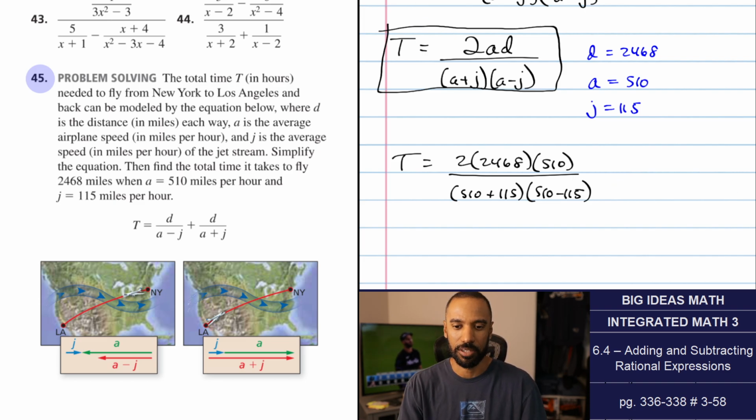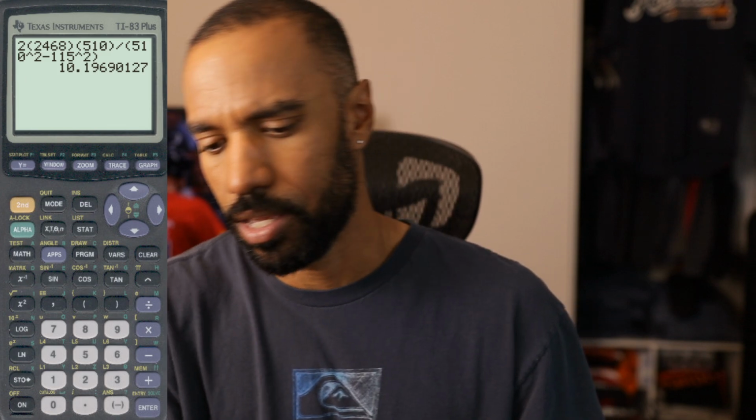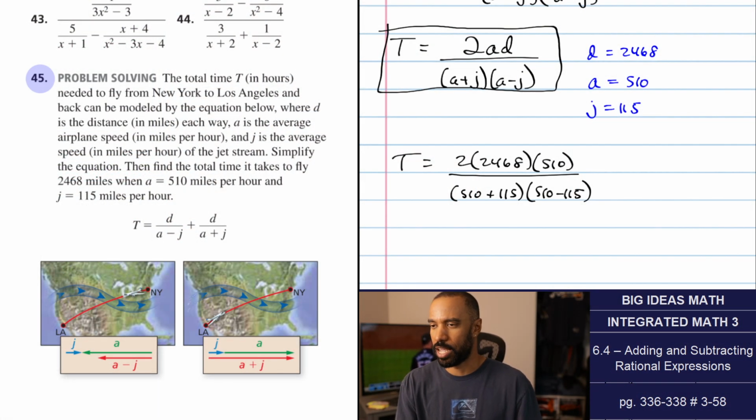So I'm going to go to the calculator. Let's try 2 times 2468 times 510. And on the bottom, it might be better to just write in parentheses 510 squared, a squared minus b squared, right? Squared minus 115 squared. And that should be everything. We get 10.196. This is what, hours? Time in hours? Yeah, so that kind of makes sense as an answer, at least to me.